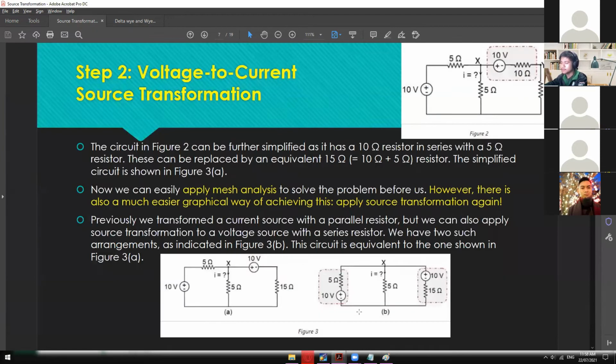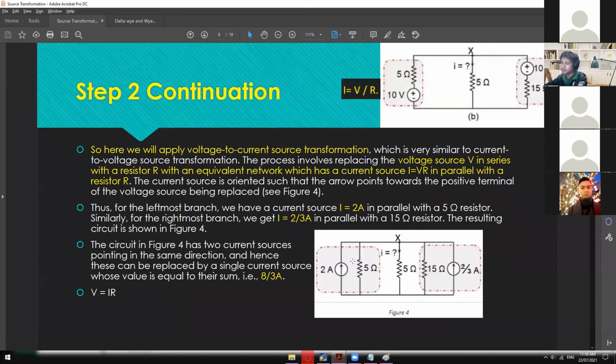Okay, so after transforming that one, of course, this series connection will become a parallel connection. So ito na sila. We have 2 amps right here, and then we have the 2/3 amp right here, or the 0.67. And then from here, here's a good thing when it comes to a current.